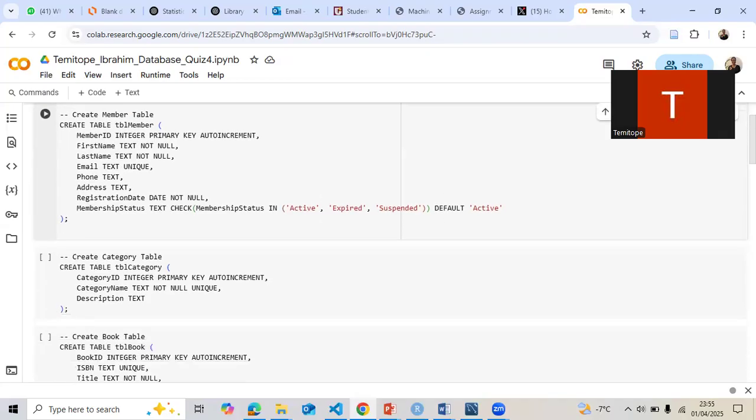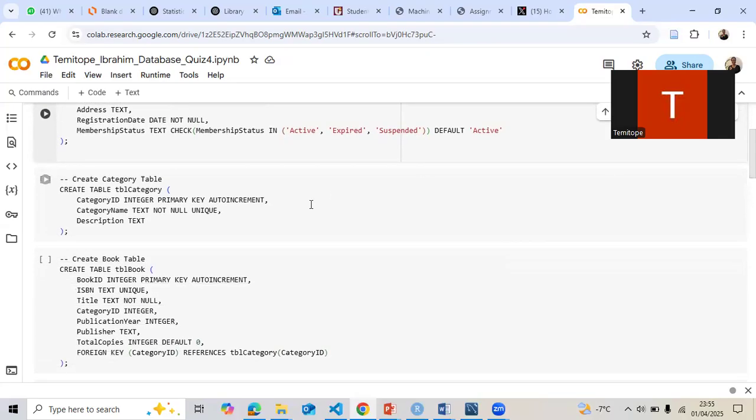So moving forward, create category tables, the same thing applied. Category ID must be an integer, which is a primary key identifying all the rows in this category table. And it's also auto incremental, like you say 1,000, then the next ID is 2,000 and all that. So the category name must be text and it must not be empty. That's the meaning of not null.